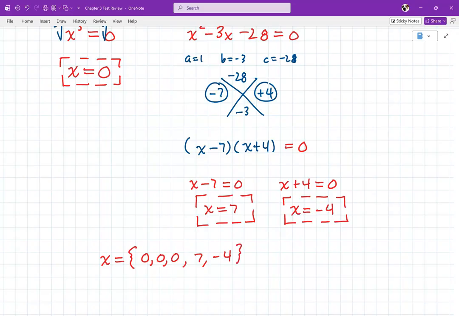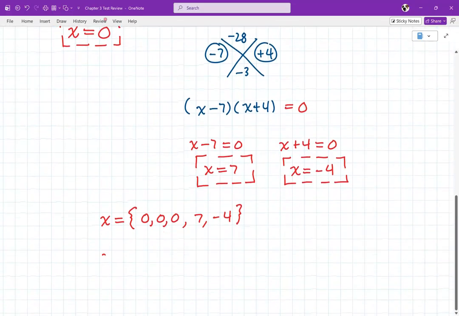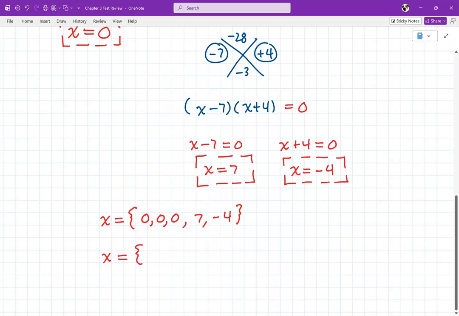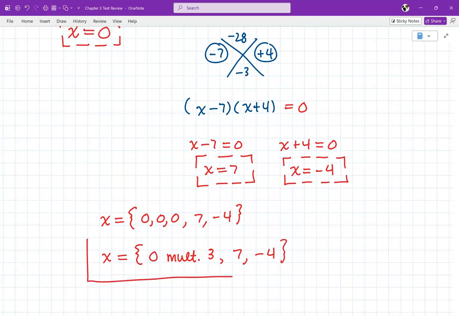But remember how I told you, they don't like for you to repeat them. So we use the word multiplicity. How many times did 0 repeat? 3. So it's multiplicity 3. So you're going to write your answer like this. X equals 0. You can write mult, M-U-L-T, for multiplicity. 0 multiplicity 3, 7, and negative 4. And that's 5 answers right there.